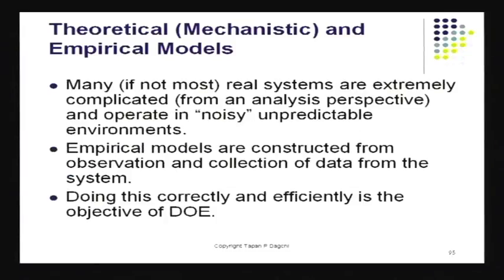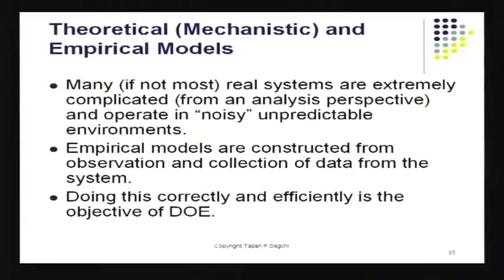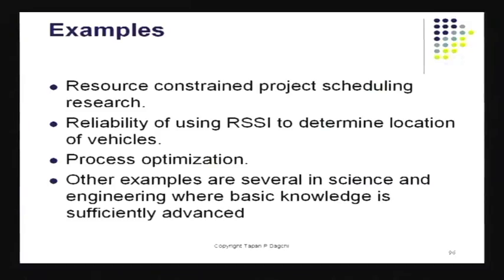Then there are other systems which are really complicated, and these also involve a lot of noise. For such systems, to understand how they behave, we have to conduct experiments. The experiments that are going to be the most effective are the ones planned by DOE, design of experiments. So if you're trying to approach data gathering or knowledge acquisition through experiments, the best way is to use the DOE path. What are some of the examples?